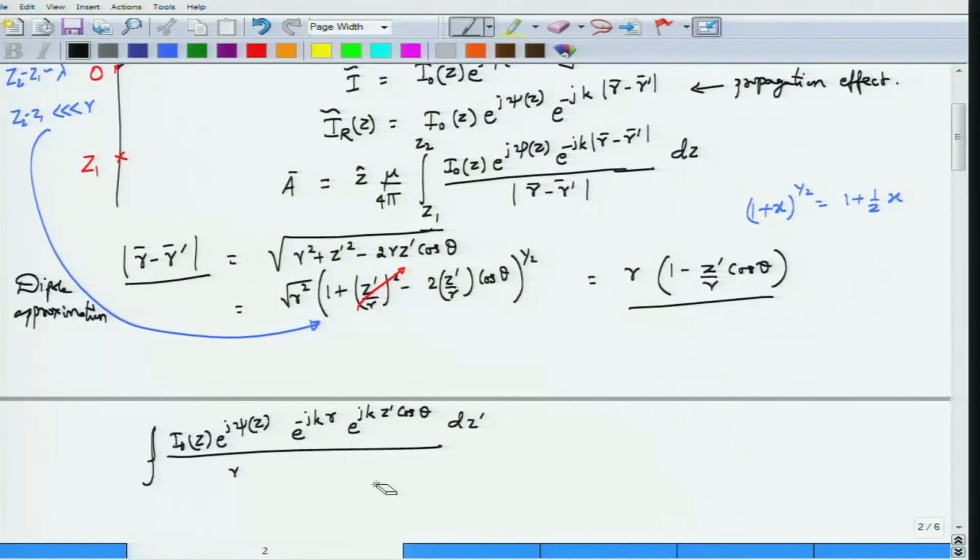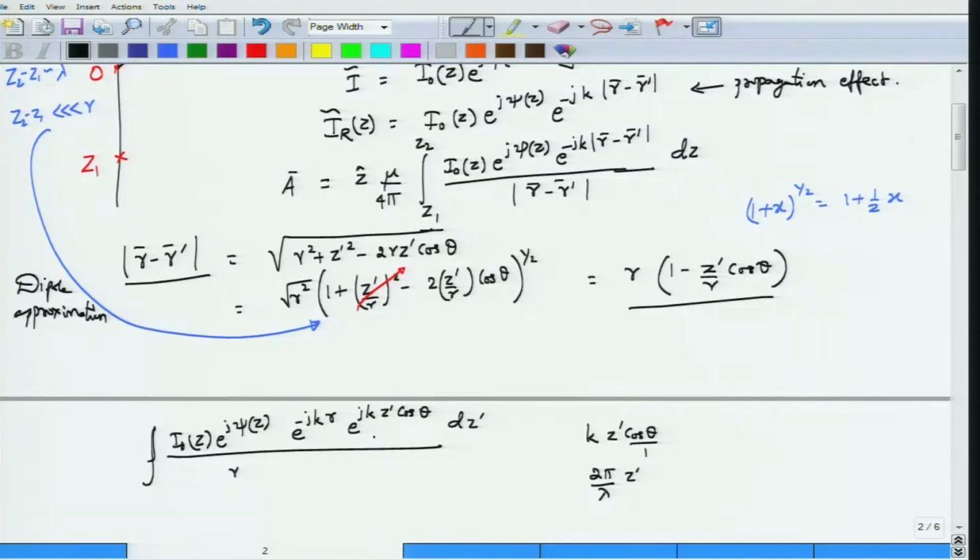Now, you might ask, can I do the same thing in the numerator? Unfortunately, you will not be able to do that. What is the difference? In the denominator I did not have anything else, I just had r minus z prime cos theta, and I compared z prime cos theta to r and cancelled it out. But in the numerator I have k z prime cos theta. Even if the magnitude of cos theta is at most 1, I still have k into z prime, and k is not small because k is 2 pi by lambda. And this factor e to the power j k z prime cos theta is actually the propagation factor on the antenna wire.